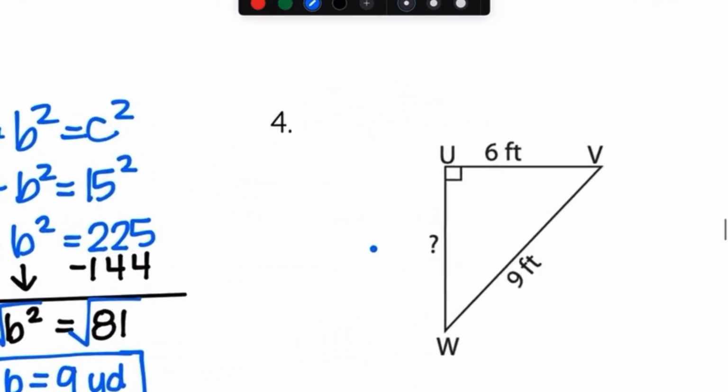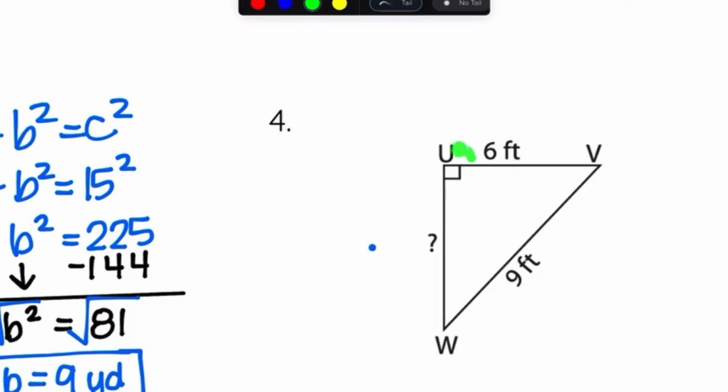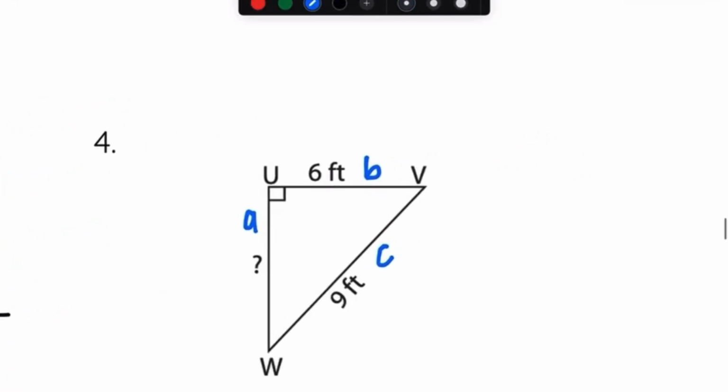Number 4. Again, like always, right angle, straight across, that's your C. It is worth taking a moment and just labeling all your parts on your triangle so that you don't make a silly mistake. Okay? Take that 30 seconds to do that and write your formula. Do both of those things. Okay?